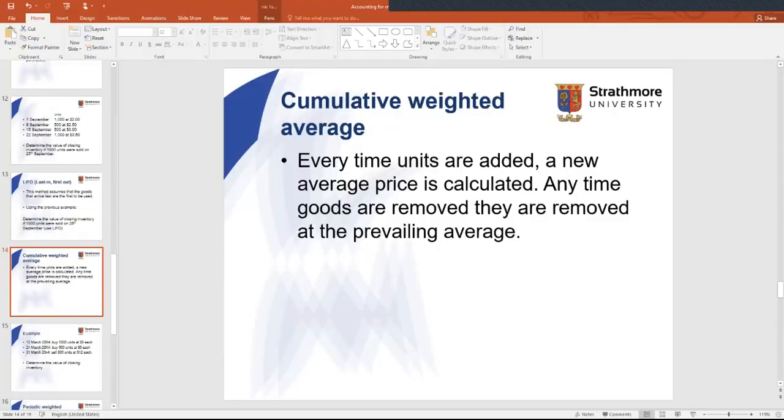That's the use of the last in, first out method. The next method we can use when it comes to valuation of inventory is the cumulative weighted average method. Okay. In this method, every time units are added, a new average price is calculated. Anytime units are removed, they are removed at the prevailing average. It's the use of cumulative, but we are going to be using the average.